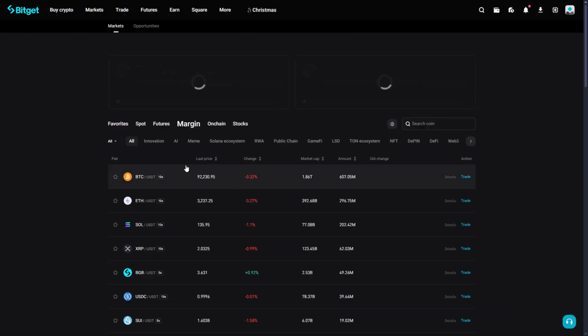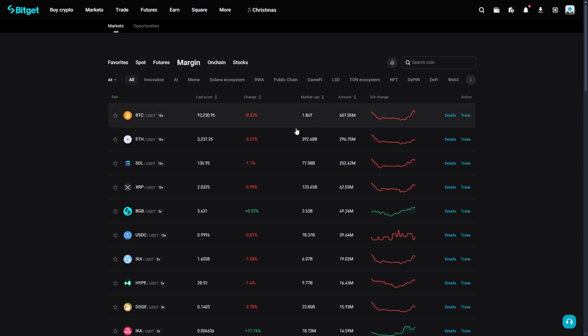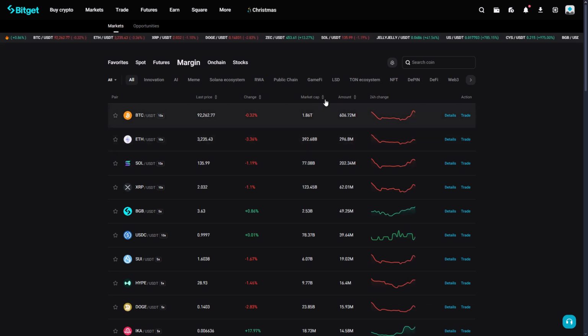First is the price. It is the current price of the coin. Second is the 24-hour change, how much the price has moved in the last 24 hours. Green is up, red is down, and their percentage. Third is the market cap, the total value of all coins in circulation. Now here's an additional tip.